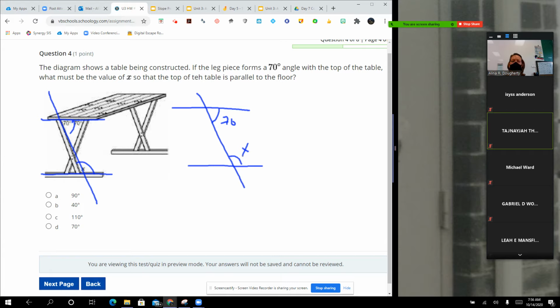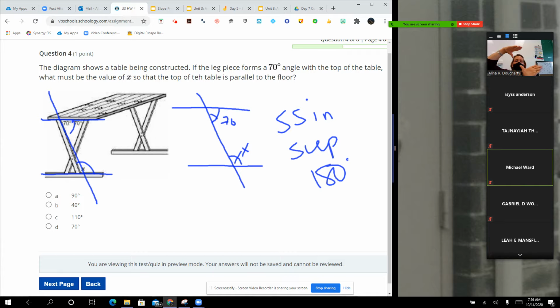What's the relationship there between the 70 and the X? Nice. So they're same side interior, and same side is always supplementary. So supplementary means they add up to 180 degrees. So if I have 70 degrees up at the top, what do I have at the bottom? It's another way to look at that too. If I have an acute angle at the top, I must have an obtuse angle at the bottom. What's the only answer choice that's an obtuse angle? 110.